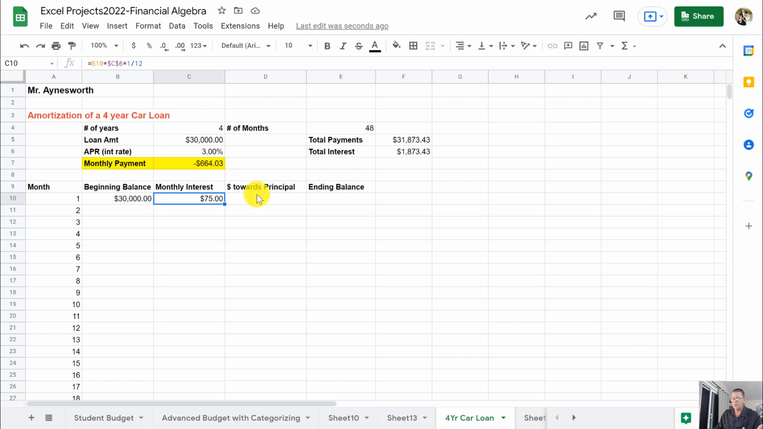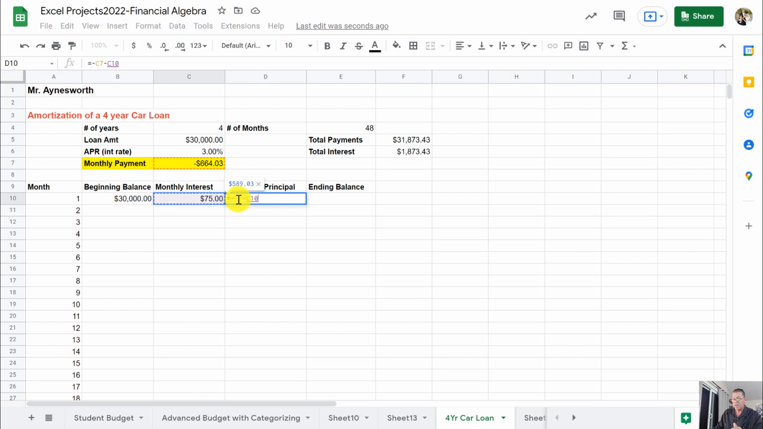The rest of your monthly payment goes towards principal. So that's calculated by taking your monthly payment, and we've got to make it positive here. So we're going to take the opposite of your monthly payment, so the opposite of C7. Subtract your interest, so minus your interest, which is in C10. You'll notice it says 589.03. That goes to pay off the loan. Again, you've got to pay off the loan; it's got to go down to 0.